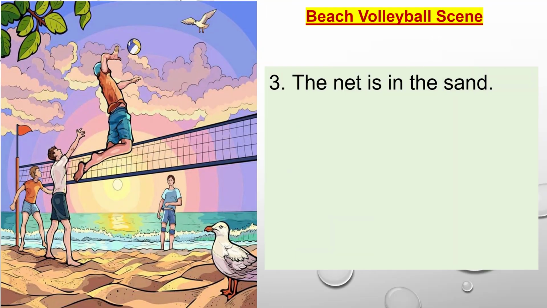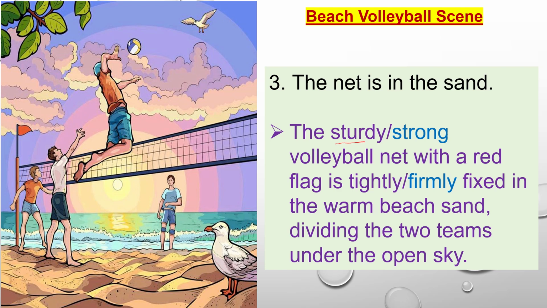How to write this simple sentence into a beautiful describing sentence? Next sentence. The net is in the sand. Now this is a very simple sentence. We'll use adjectives like strong, warm, and tell where it is and why. Okay, so we are now describing the net. So what can we write? A sturdy or strong. These are synonyms. So we can use rich vocabulary also in our sentences.